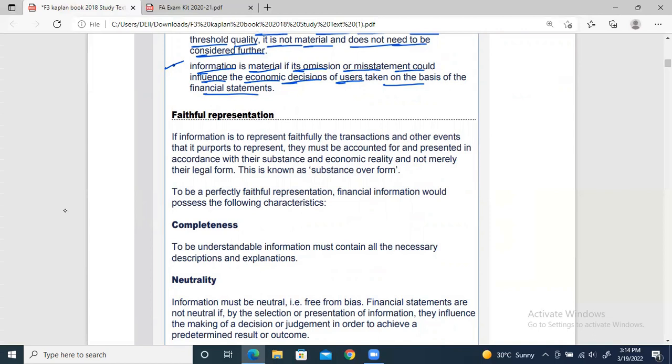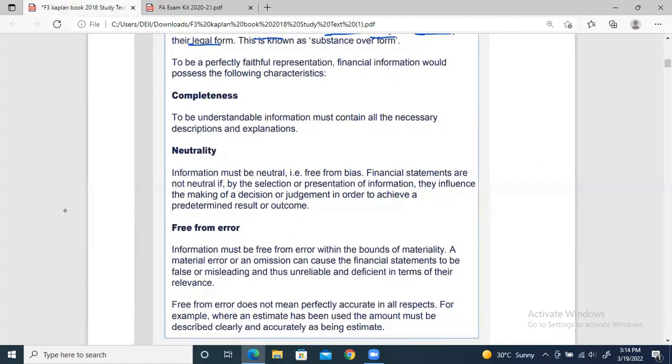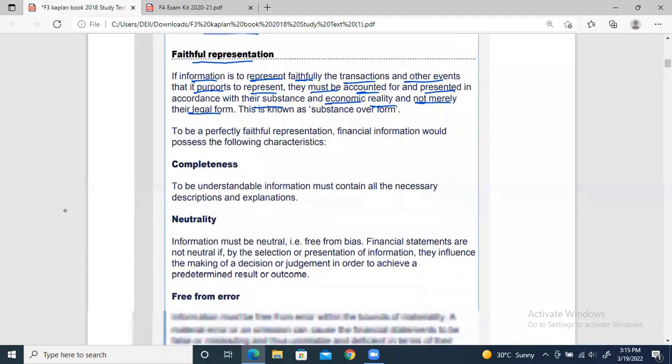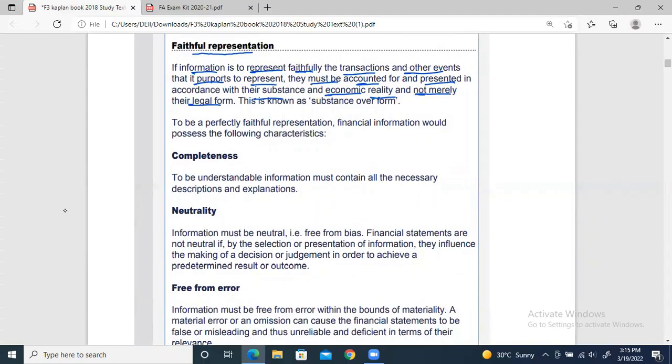Now, the second one is faithful representation, as you can see over here. If information is to represent faithfully the transactions and other events that it purports to represent, they must be accounted for and presented in accordance with their substance and economic reality, and not merely their legal form. There are basically two or three things we need to consider here. In faithful representation, the word tells us that we are faithfully representing the information. Nothing is of biased nature; everything is unbiased. Even if the information is bad, even if the sales have gone down, even if the profit has gone down, we are just reporting it as it is. This is called faithful representation.